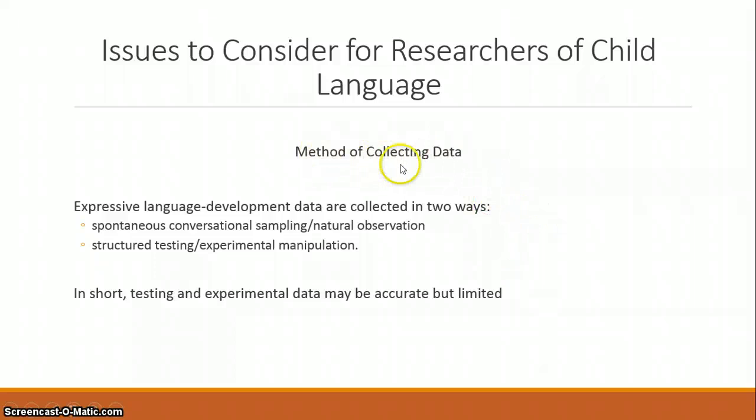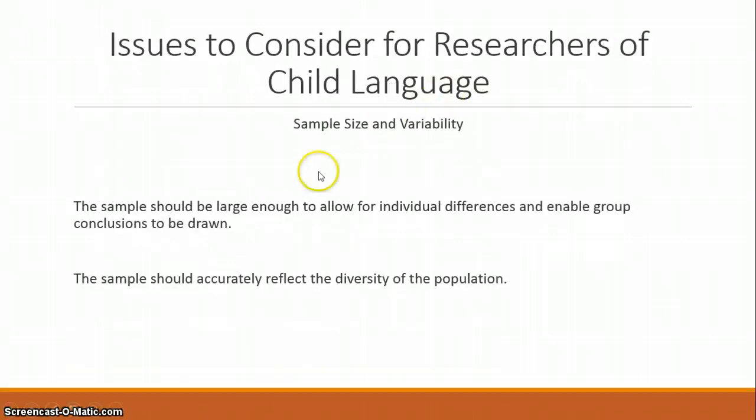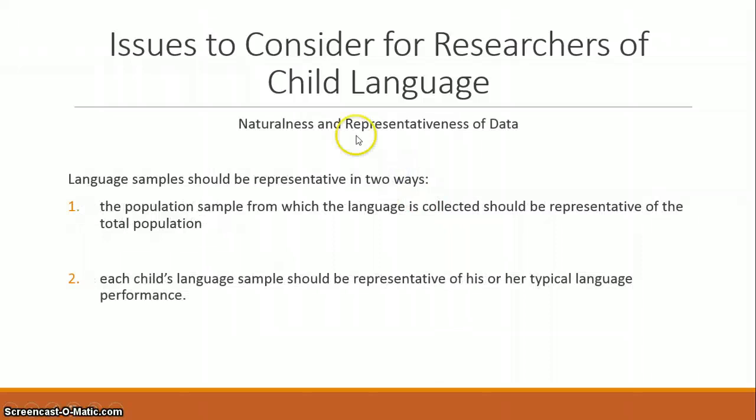There are a lot of questions around the method of collecting data. How do you collect the data? Especially in child language, do you do it spontaneously in a conversation sampling, a natural observation, or do you structure the setting? So what I would do, I would show you these slides and obviously give you more information than this, but this gives you an idea of some of the issues that researchers face. Some more issues: how large the sample size should be, do you account for group differences, the diversity of the population, all right? And then even yet more issues to consider.